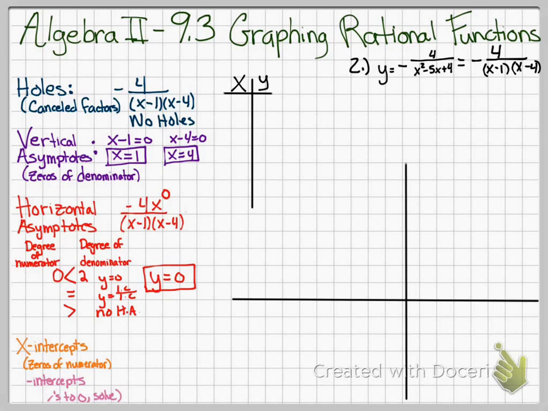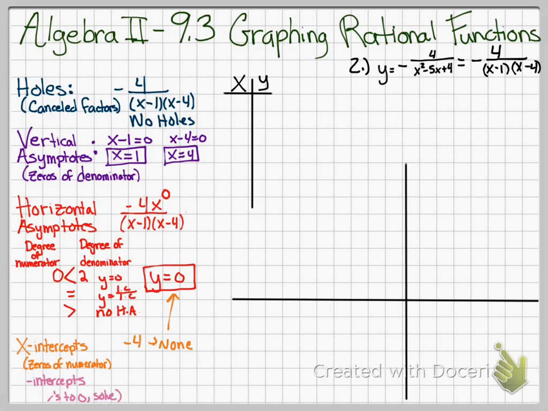So we want to take a look. That would be the zeros of the numerator. Our numerator is just negative 4. Because there are no x's, there can be no x-intercepts, so there are none. And that makes sense because we just said y equals 0 is an asymptote. It doesn't always mean that we won't have an x-intercept because there are occasional times when you do cross the horizontal asymptote, but in this case, there are none. Okay, and it makes sense.